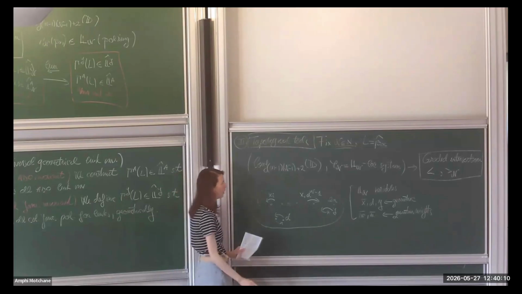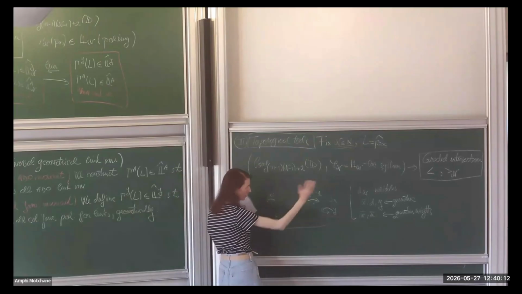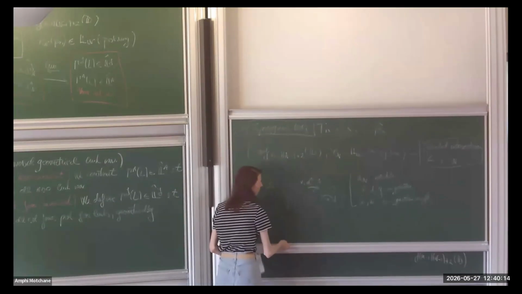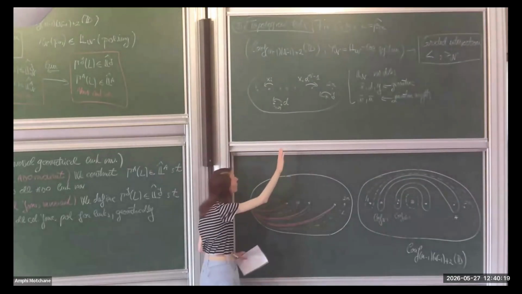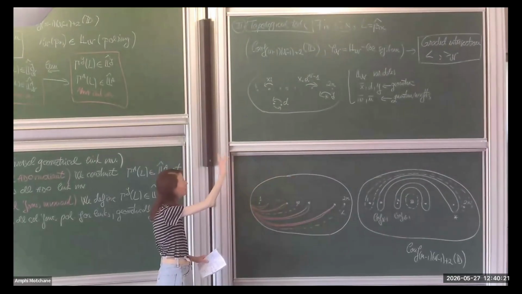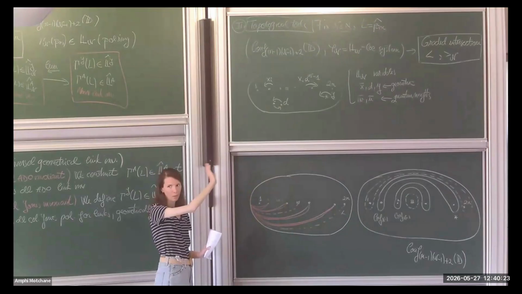Okay. So once I have this setup, right, this setup is general. Somehow the tricky point is how you define this local system to have a well-defined intersection.